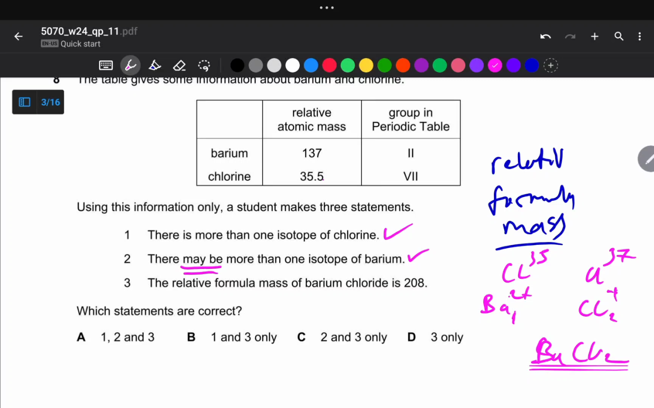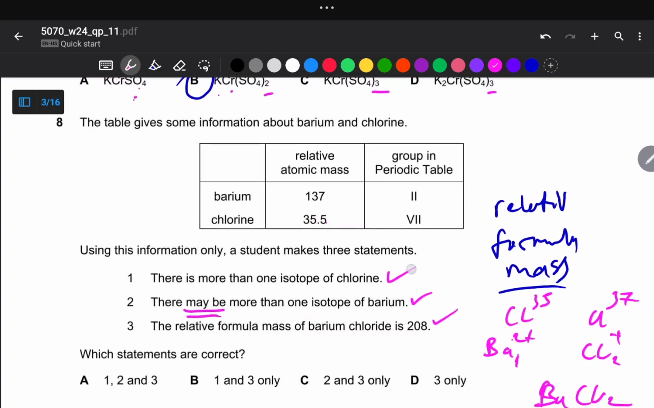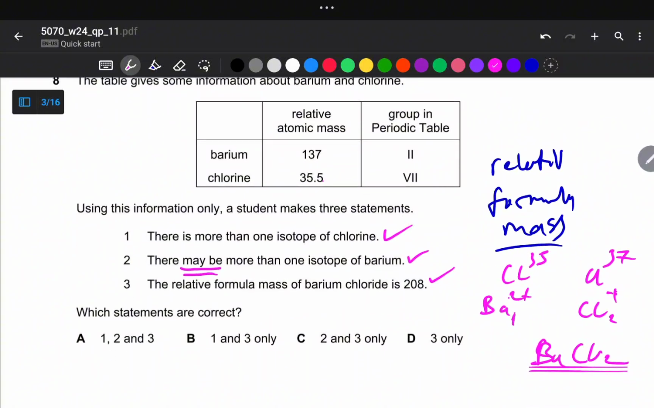So this gives us 208. So this becomes correct. So number 5 is number 8. So the answer is A. Both all the options 1, 2, 3 are correct.